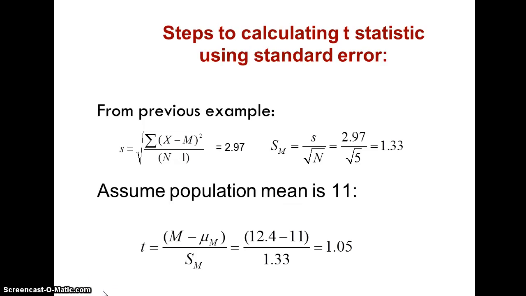So in order to calculate a t-statistic using the standard error, we can continue from our previous example. Remember, we calculated that estimated population standard deviation from the sample as 2.97. We take the 2.97 and divide by the square root of 5, and we find our standard error to be 1.33. If we assume that our population mean is 11, then we can calculate our t-statistic of 1.05.